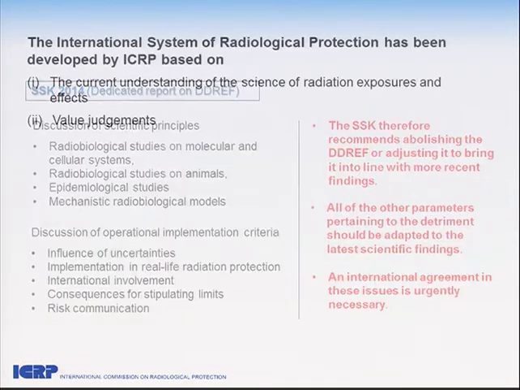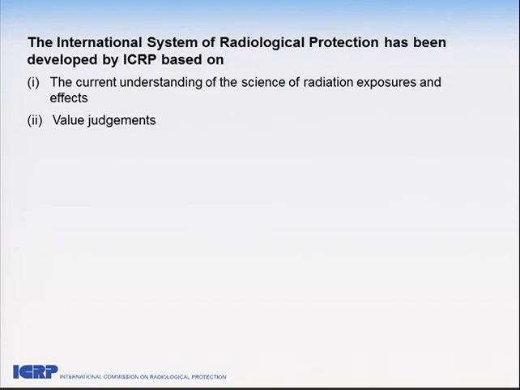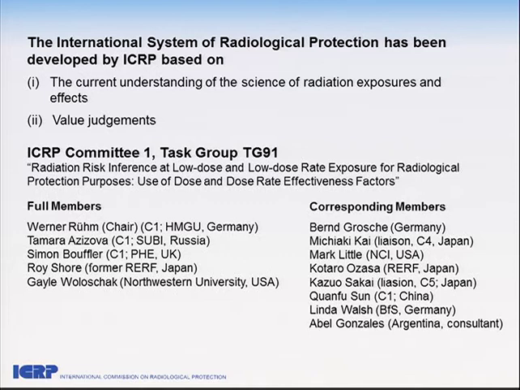So it seems there is a trend of decreasing values for the DDREF over the decades, and this prompted ICRP to set up a task group within Committee 1 to look at that. It's TG91, radiation risk inference at low dose and low dose rate exposures for radiological protection purposes, use of dose and dose rate effectiveness factors. And you see here the names of the full members and the corresponding members, and within Committee 1 we tried to include all expertise available internationally to tackle this problem.